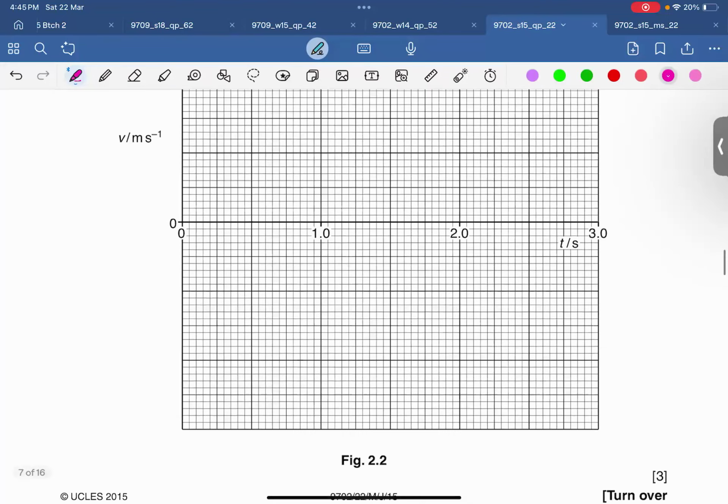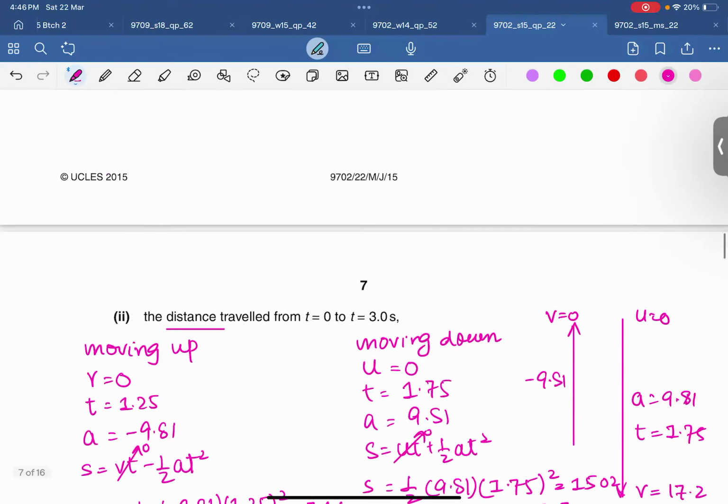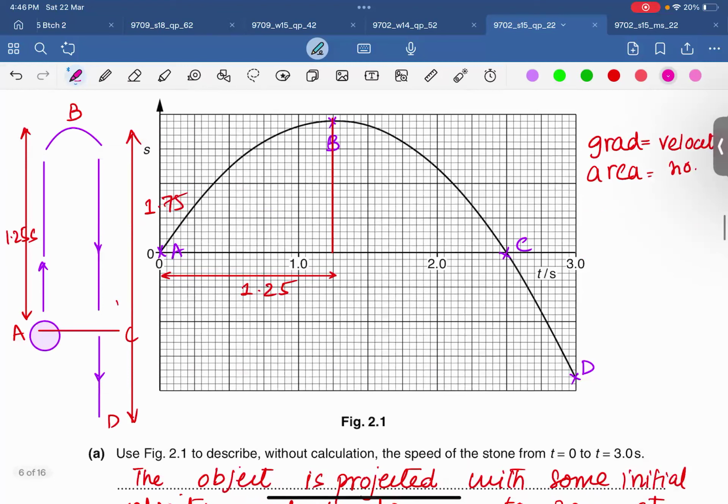Right. So we don't have the y-axis plotted, so we don't have to worry about the exact quantities, right? The exact values. But we should be careful that the starting velocity should be lesser than the ending velocity, right? Because the ball, the object, traveled more distance in the downward direction than in the upward direction, right?